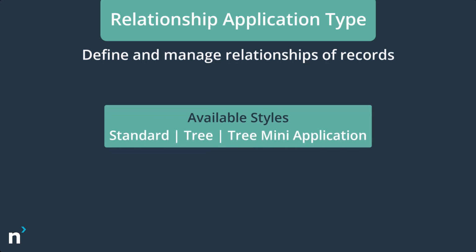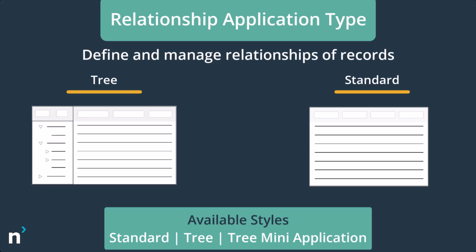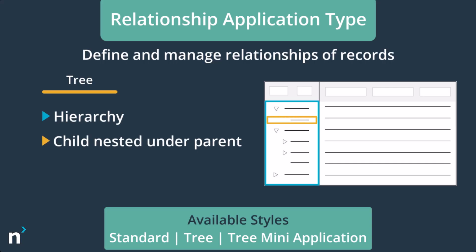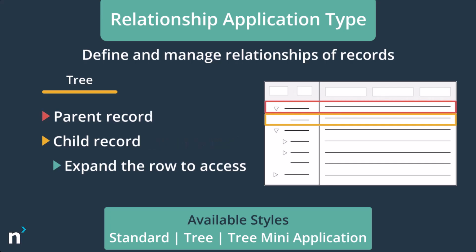This application type has two main styles: tree or standard. The initial application view is dependent on which style is applied to the application. Tree-style relationship applications display relationships in a hierarchy where child records are nested below the parent records and are accessed by expanding the row. For example, you could use this for project management, where the parent record is the project, and each child record is a task associated with that project.